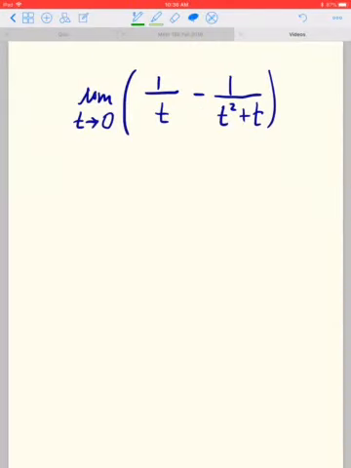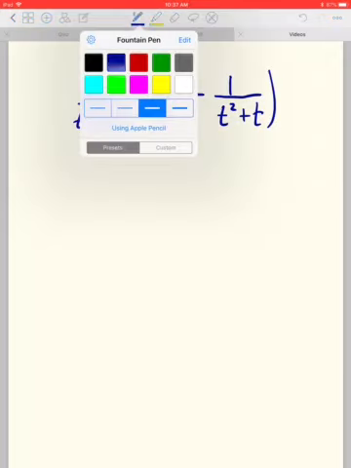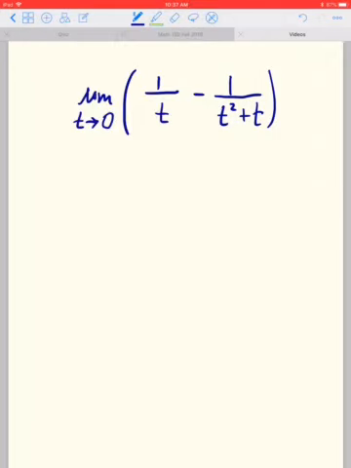Okay, let's do a quick problem here, just practicing adding rational functions. So let's say we want to compute the limit of this function of t as t goes to 0. Well, if we try plugging in t equals 0, we see that we're going to be dividing by 0 in both the first term and the second term. So let's get a common denominator.